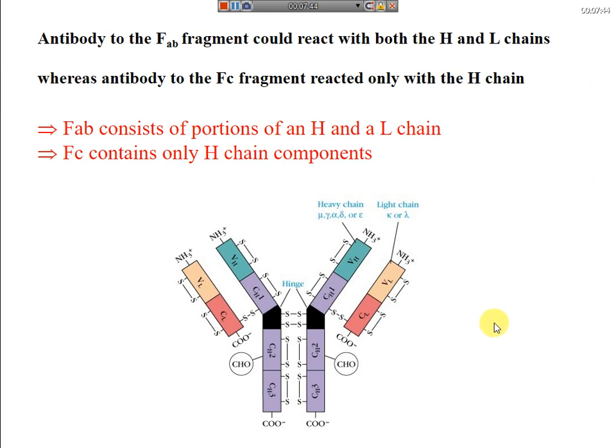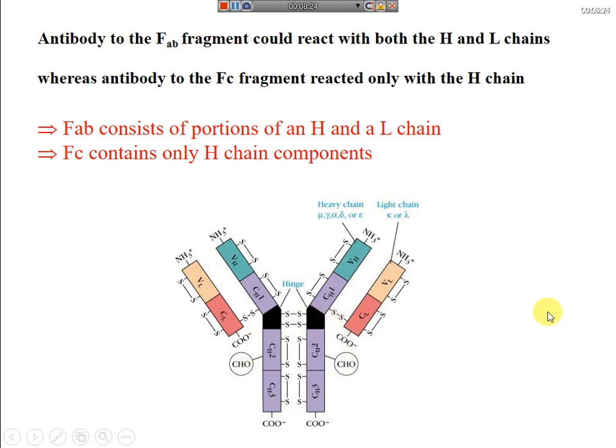As you know, an FAB fragment is made up of a portion of the heavy chain as well as the complete light chain. So an antibody raised against an FAB fragment will be able to bind or react with both heavy as well as light chain. Whereas if you raise an antibody against the FC region, which has only a portion of the constant region of the heavy chain, the antibodies raised against this region will only be able to bind to the heavy chain, right? So FAB consists of portions of both heavy and light chain, while FC contains only a portion of the heavy chain.